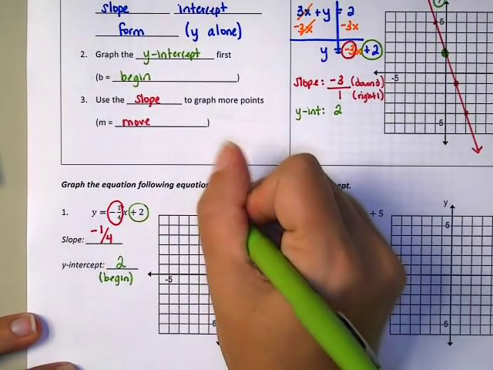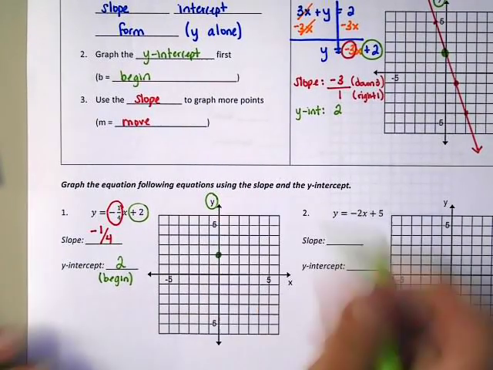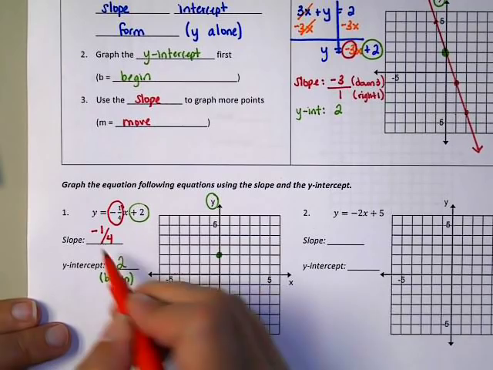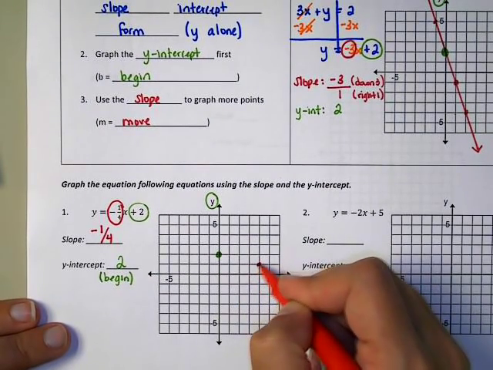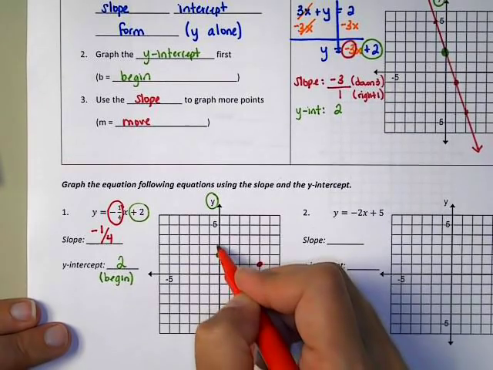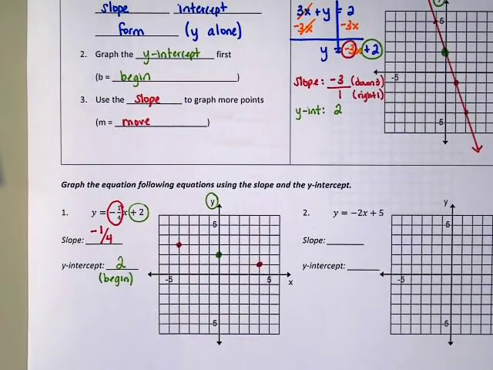So on the y-axis of the graph, I'm going to start on the positive 2. The slope tells me how to move. This slope says go down 1, right 4, or go up 1, left 4, and I could reverse both of the directions.